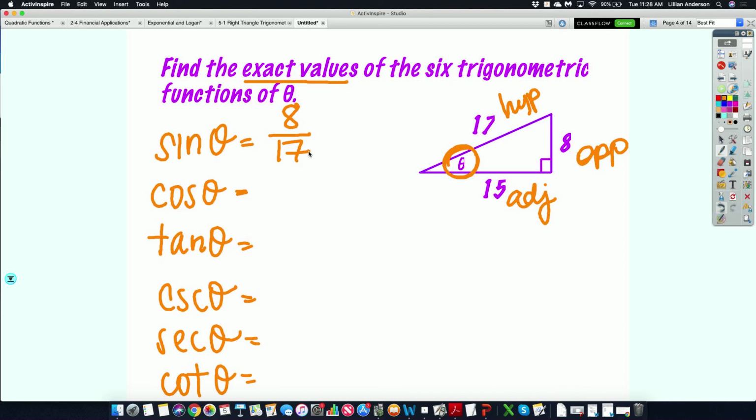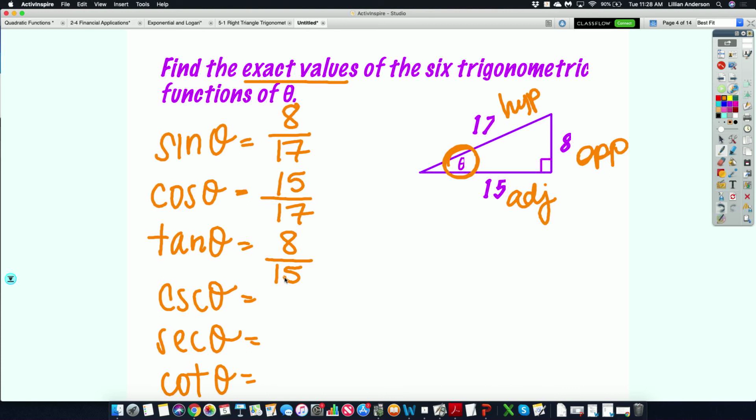Cosine theta. That's what over what? A little louder. Adjacent over hypotenuse. So then that's going to be 15 over 17. Tangent, the TOA part, is what over what? Opposite over adjacent. So then that's 8 over 15.